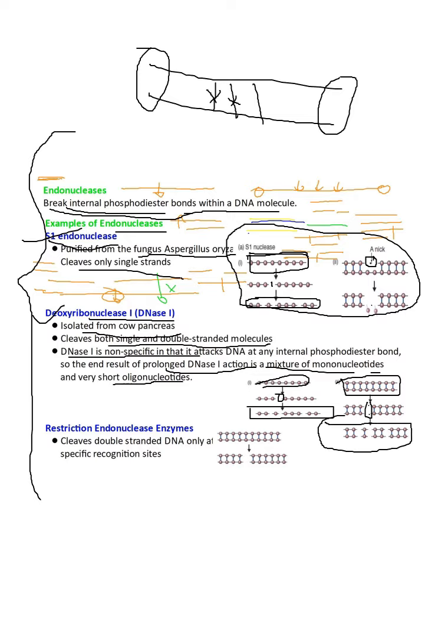Talking about the third endonuclease enzyme, restriction endonuclease, it cleaves double-stranded DNA only at specific recognition sites. This is similar to deoxyribonucleases, but with one difference: it is specific, whereas DNase is non-specific. It is specific at this region, so it removes base pairs at this region in double-stranded DNA, and it cleaves double strands and not single strands.